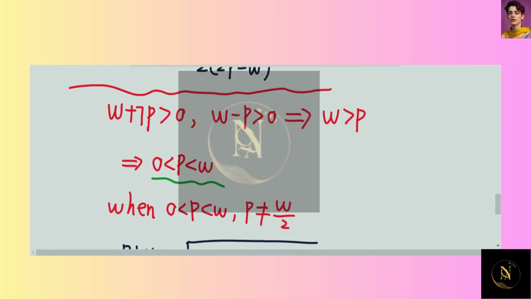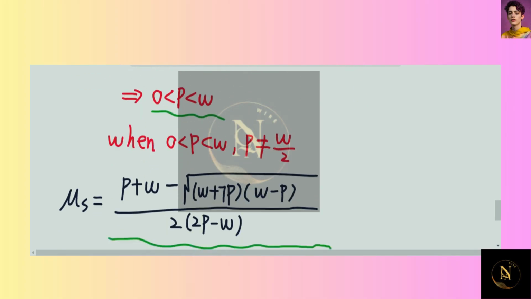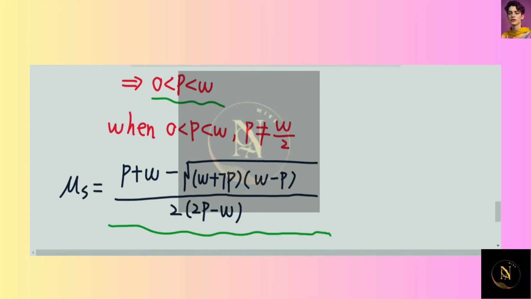So when 0 is less than P, less than W, and when P is not equal to W over 2, we'll have mu s is equal to P plus W minus square root of W plus 7P times W minus P, over 2 times 2P minus W.